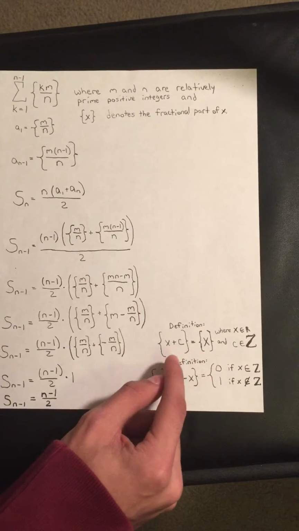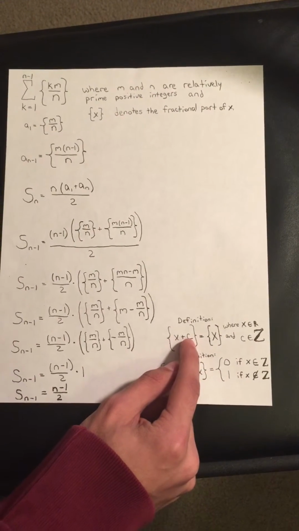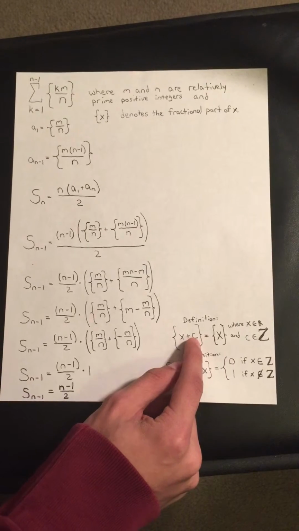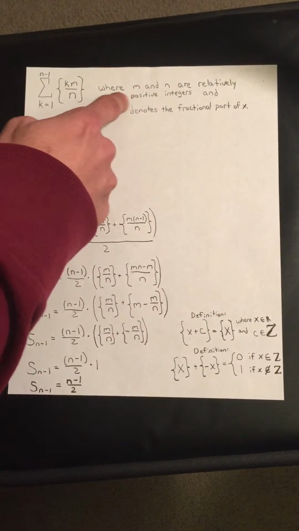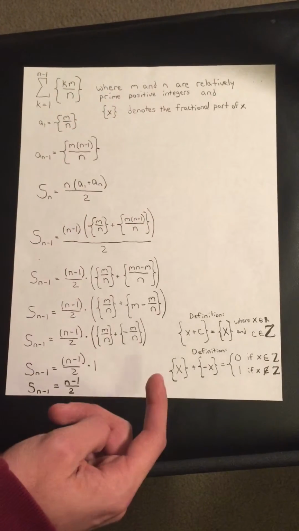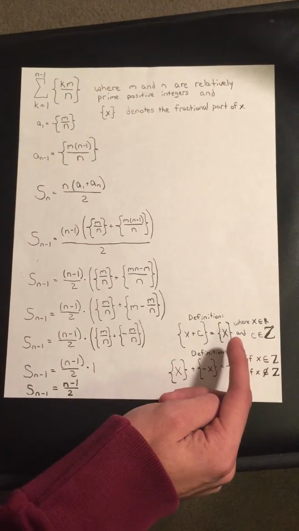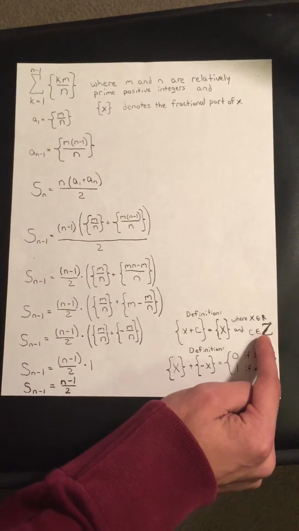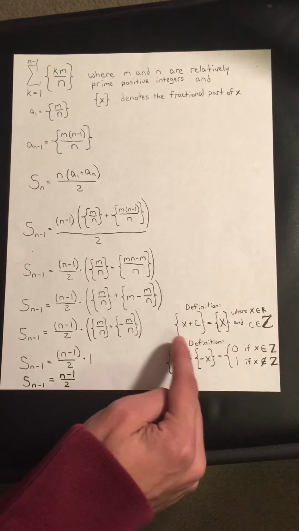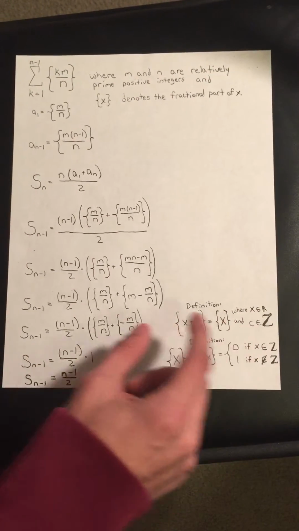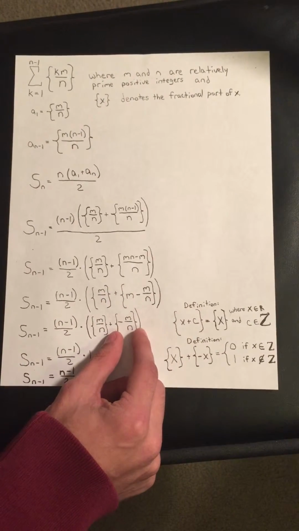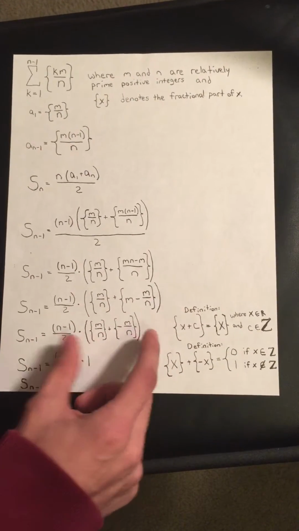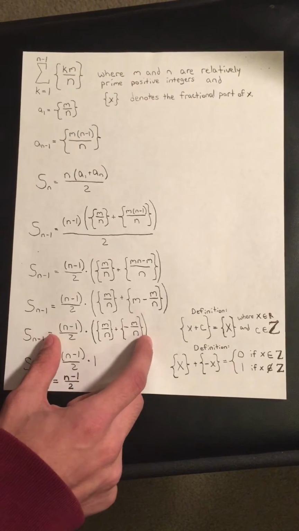And the way that we know that c is in the domain of the integers is because we found out from the beginning of the problem that m was a relatively prime positive integer. So since m was a subset of the integers, that means m is an integer. So we can use this definition in order to simplify this down into negative m divided by n. And after we simplified that down, we ended up getting this entire quantity right here.